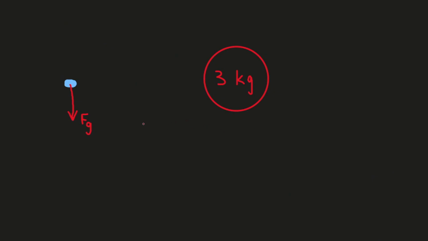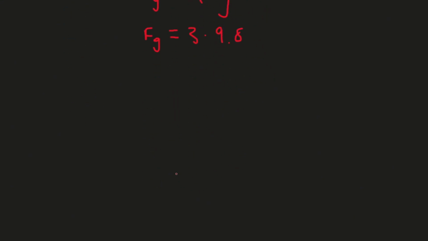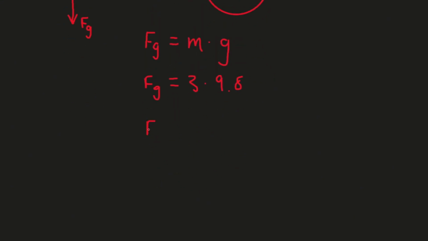To do this, we can use Newton's second law in the rewritten form. So F sub G equals mass times acceleration due to gravity. So F sub G equals 3 times 9.8, and F sub G equals 26.4 newtons.